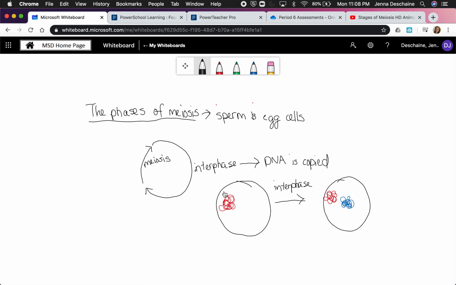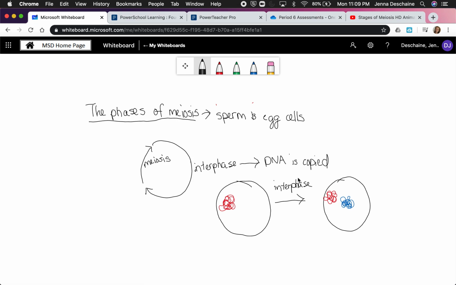Remember, meiosis produces those sperm and egg cells, and those are the reproductive cells. But before we can get into meiosis, we have to go through that phase called interphase, which is the exact same thing as in mitosis. We need interphase because that's when we make a copy of the DNA. And we need copies of the DNA because that makes sure that the cells formed from meiosis have the correct amount of DNA.